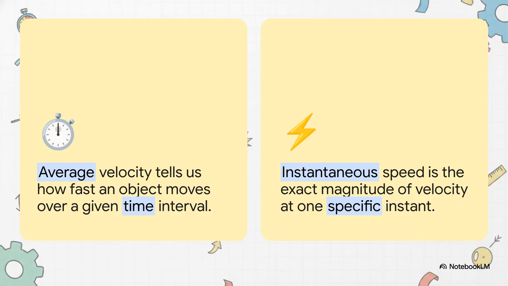Imagine driving to the store. You speed up, you slow down for traffic, you stop at red lights. Your average velocity is just your total displacement divided by your total time. But your instantaneous speed, that's exactly what you see when you glance down at your car's speedometer for one specific millisecond. It's the exact magnitude of your velocity at that one specific instant.